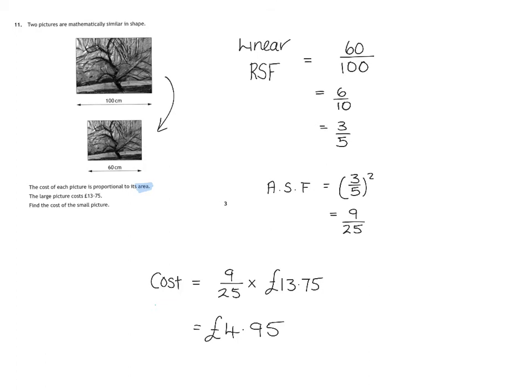Right, so you get 1 mark here for their scale factor of 60 over 100. Your second mark is actually for this line here, for knowing to square the linear scale factor and multiply it by the cost. And then your third mark is for your final answer of £4.95. So let's go on to question 12.